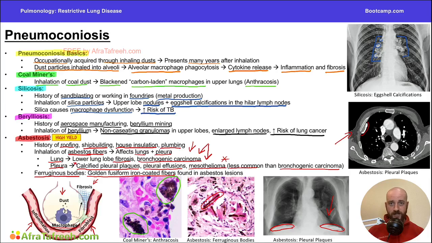And finally, I just wanted to point out that different pneumoconioses will affect different portions of the lungs. So typically, coal miners, silicosis, and berylliosis will all be affecting the upper lobes of the lungs, whereas asbestosis typically affects the lower lobes of the lungs.